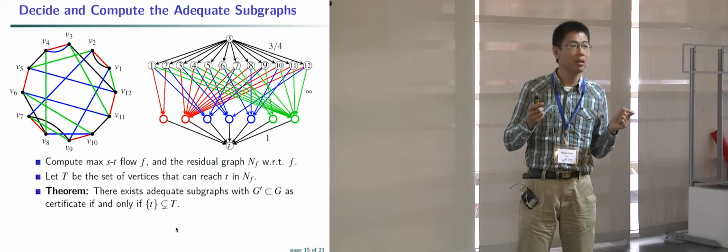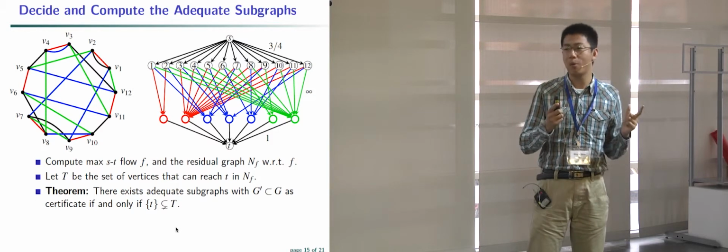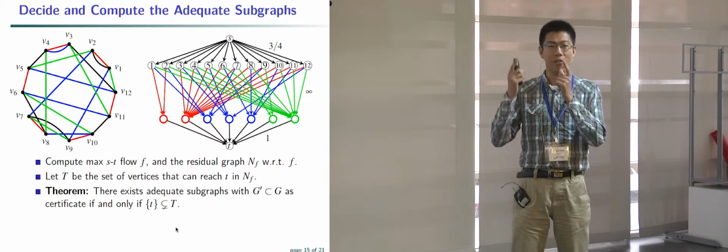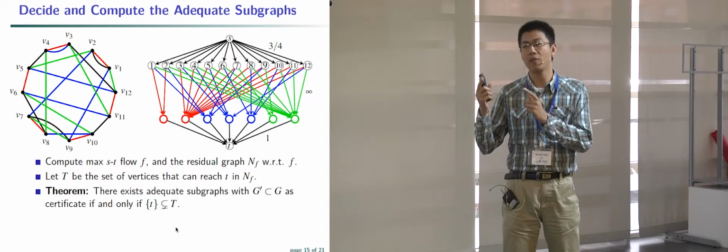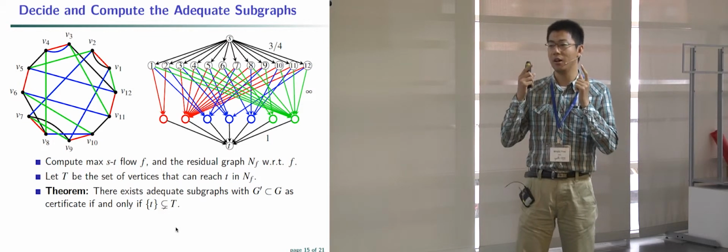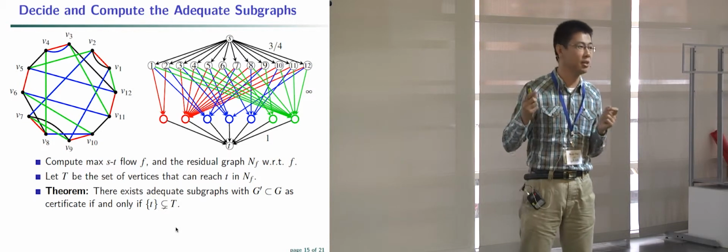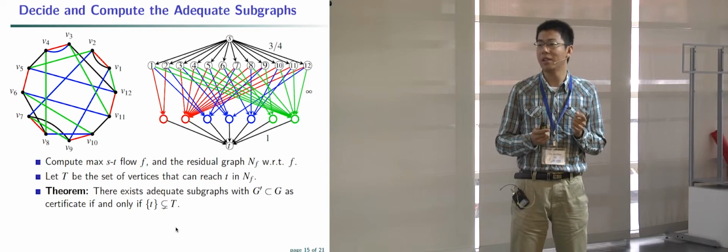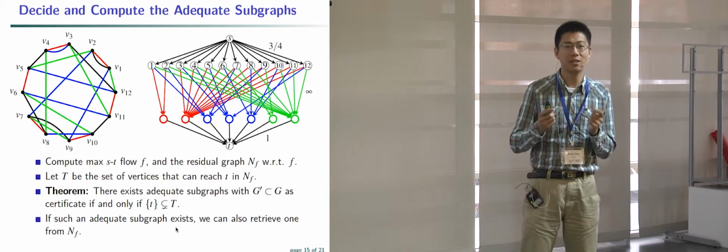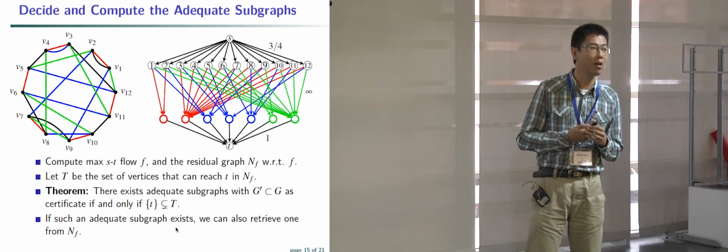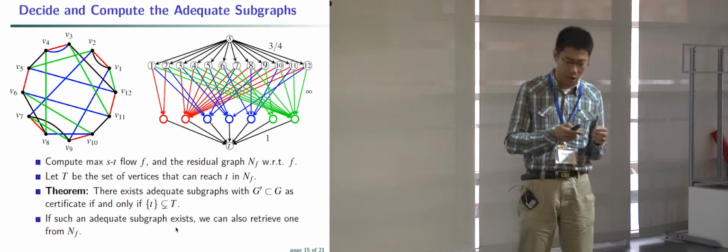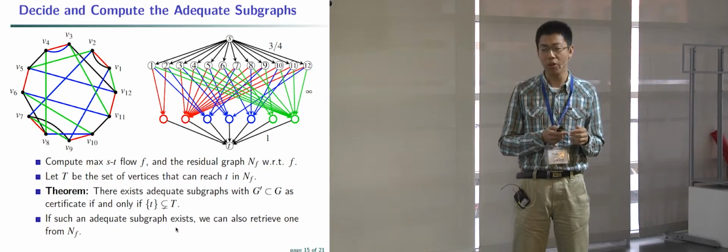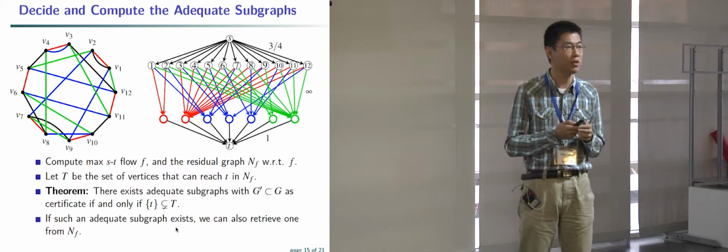We proved that there exists an adequate subgraph using the subset of G as a certificate if and only if the capital T contains more vertices than sink T. And if such an adequate subgraph exists, we can always find one from the residual graph. Okay, this is our algorithm to find the adequate subgraph.